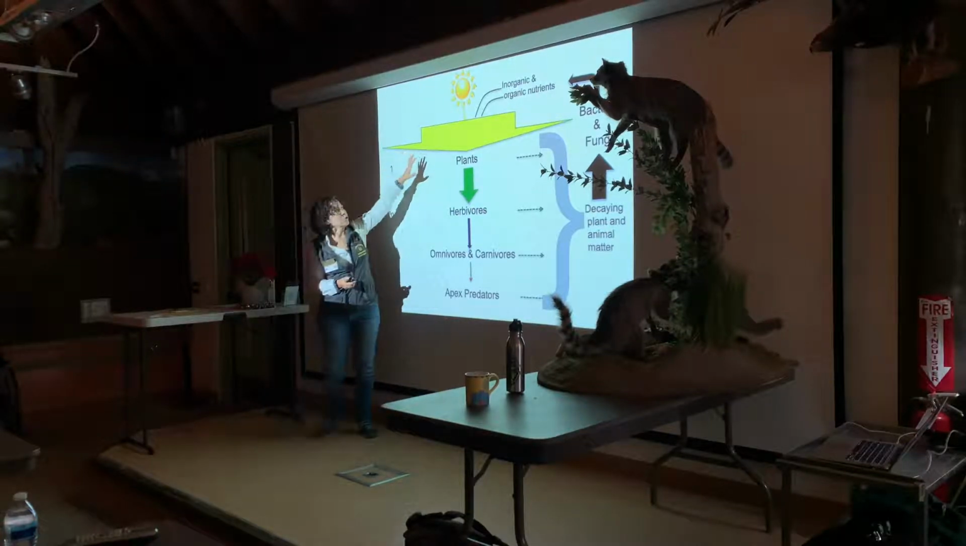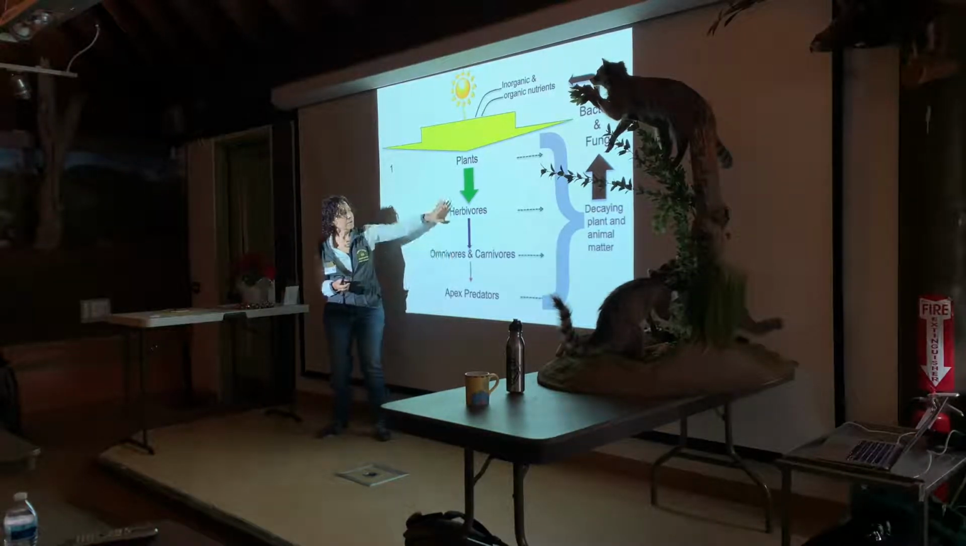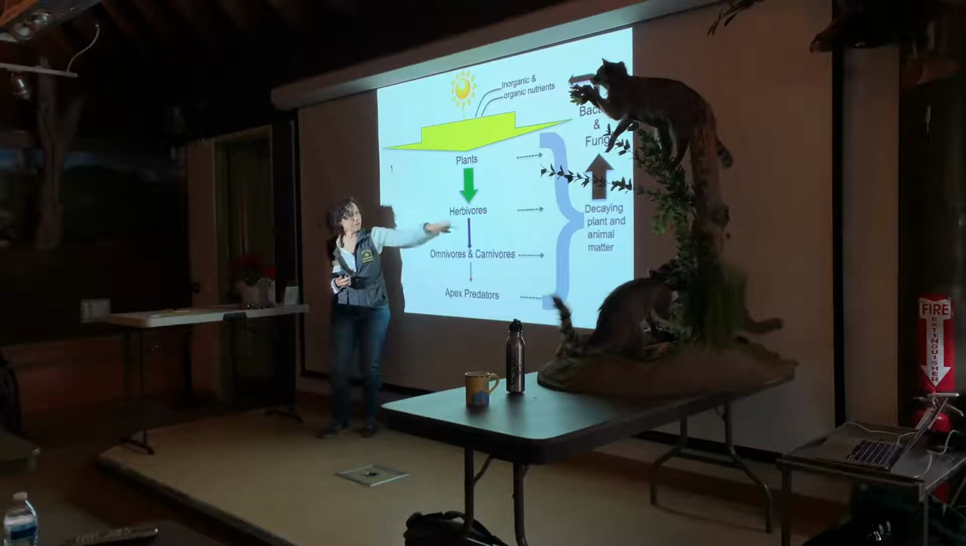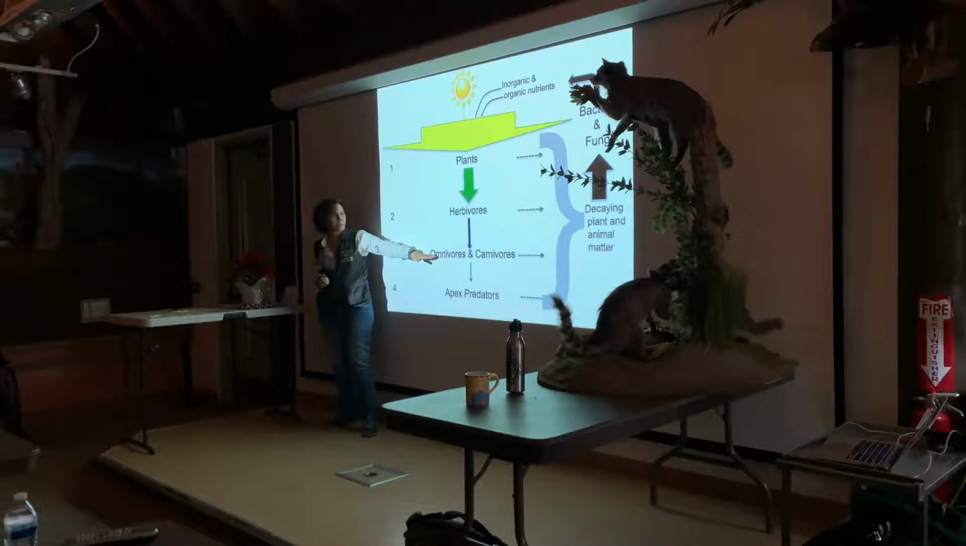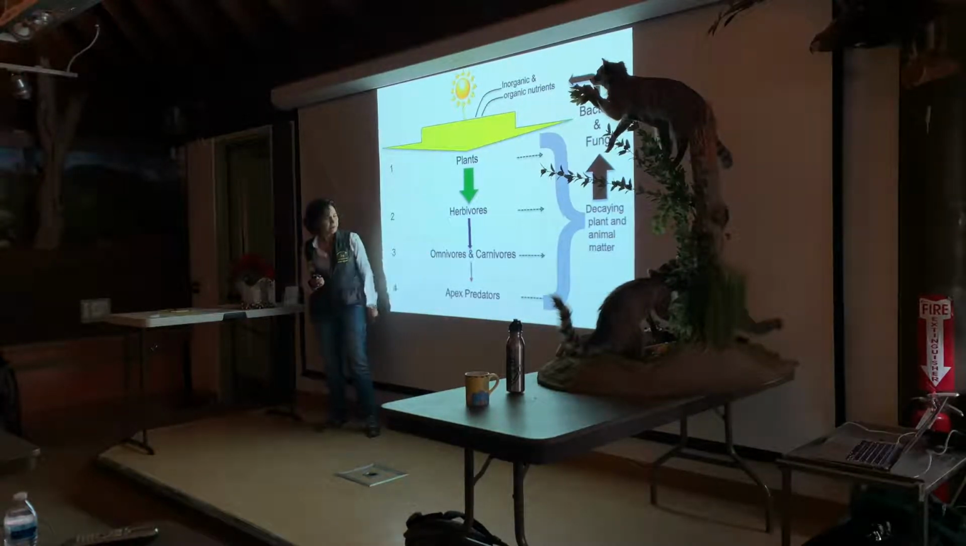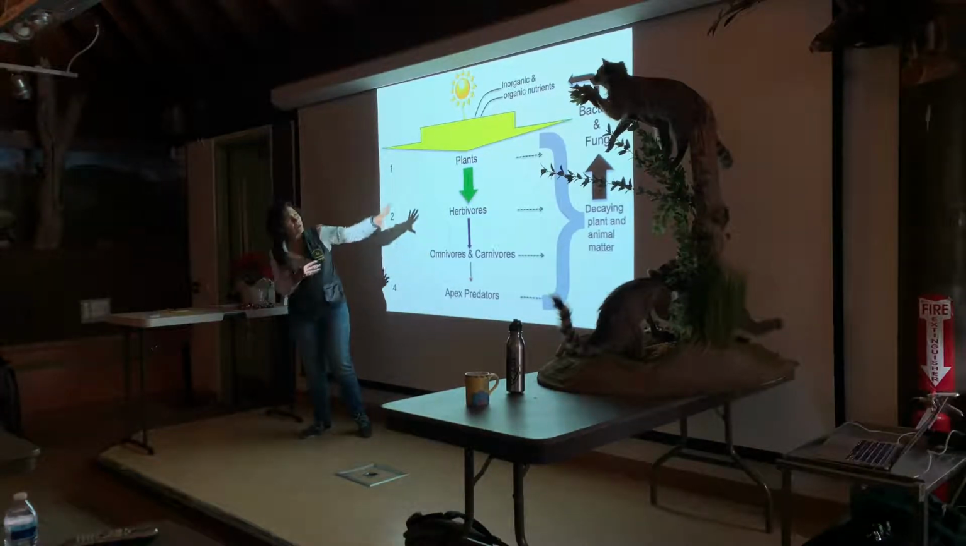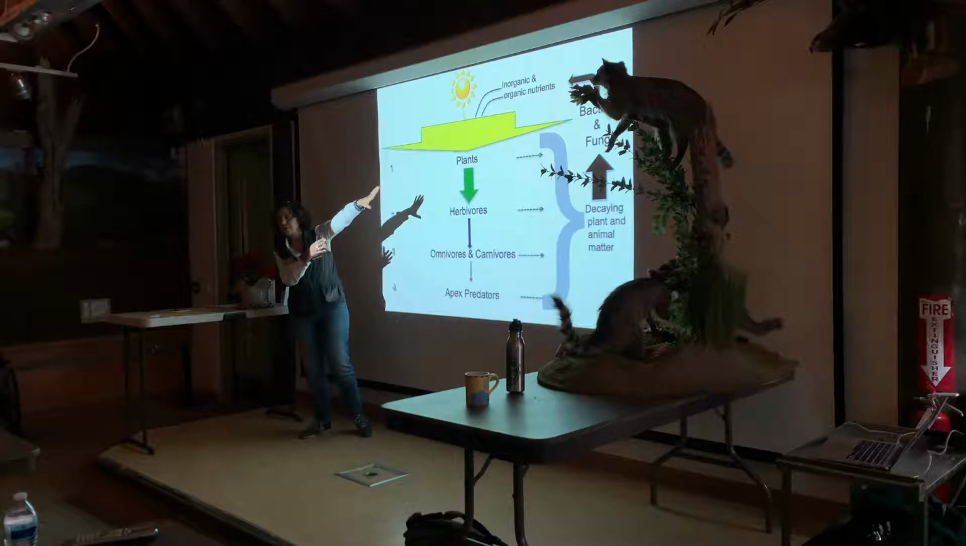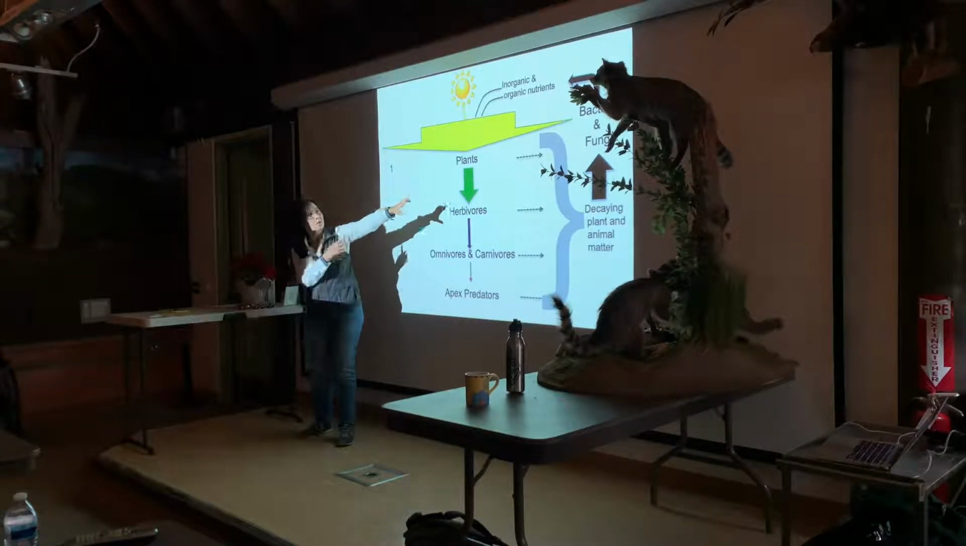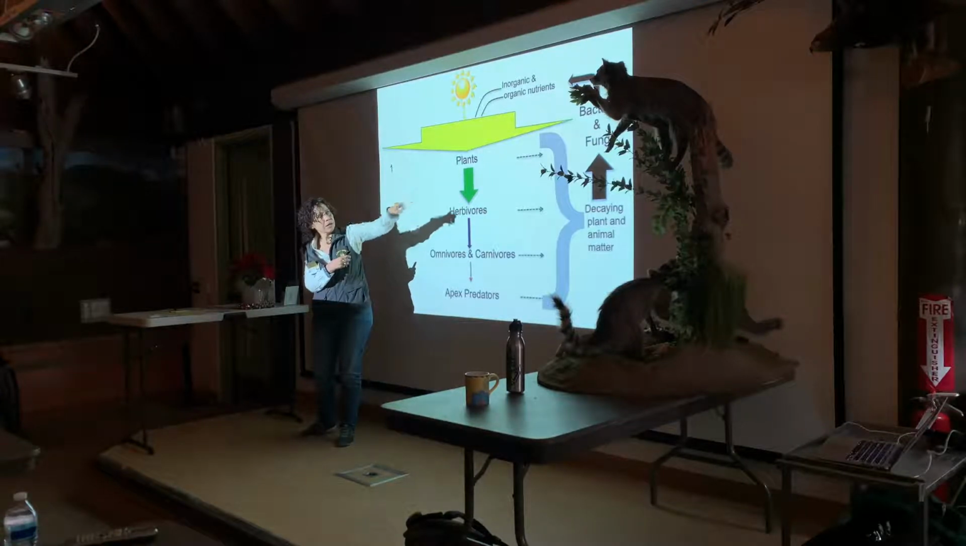Okay, so plants feed the herbivores, and the herbivores feed the omnivores and the carnivores, right? Also, plants. There's kind of another path here, and then those get eaten by apex predators, and all of those things, when they die, get broken down, right? Which is just more digestion by bacteria and fungi.